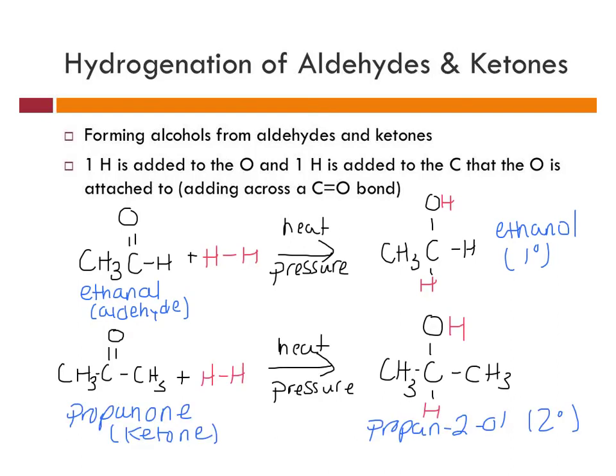The reaction is similar when we have a ketone like propanone. When we add hydrogen or H2 with heat and pressure as catalysts, 1 of our hydrogens adds to the oxygen, the other of our hydrogens adds to the carbon. We lose this double bond, but in this case we gain a secondary alcohol like propan-2-ol, because the carbon that our hydroxyl group is attached to is attached to 2 other carbons.